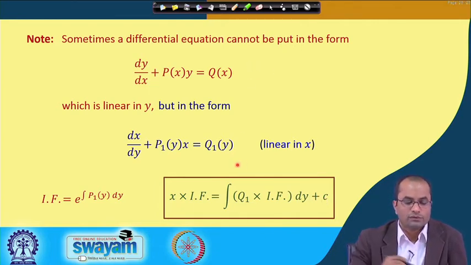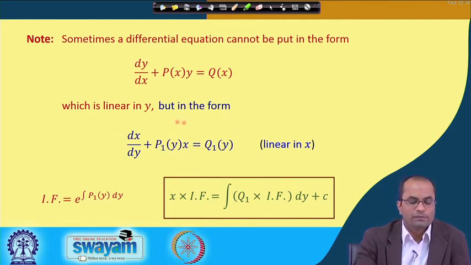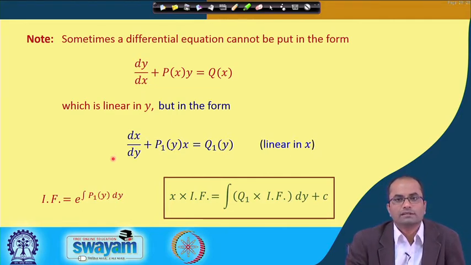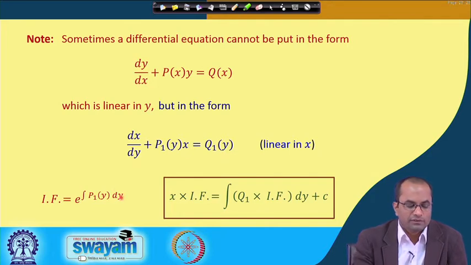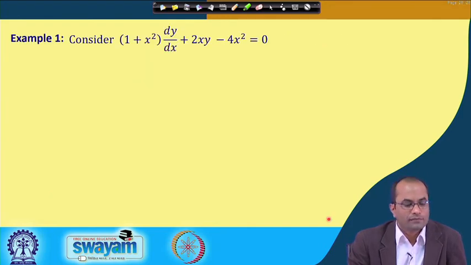We also have to remember that the given differential equation may not be given as a linear equation in y, but if we take a close look, maybe we can write it as a linear equation in x, and then we can use again the same idea, having the integrating factor and then writing the solution.